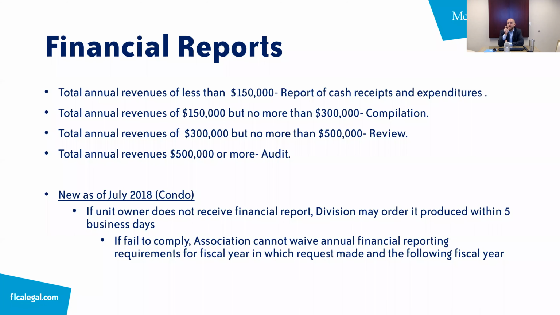Now you have the ability to vote to reduce the financial reporting requirements, but it requires majority approval of the members at a meeting where a quorum is met. So the board alone cannot say, hey, we don't want to do an audit this year, we're just going to do a reviewed statement. That actually requires membership approval before you do that.